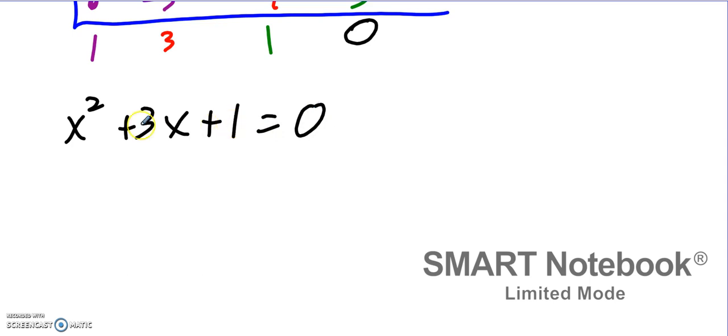Does anything multiply to 1 and add to 3? No, it doesn't. Good question, though, but it doesn't. But that's what we want to try and do first, is factor. It didn't factor, so now we have to either complete the square or do the quadratic formula. I'm going to let you choose which one you want to do. Go ahead and either complete the square or do the quadratic formula with this. Pause the video, do that work, find the remaining zeros, unpause when you're ready to check.